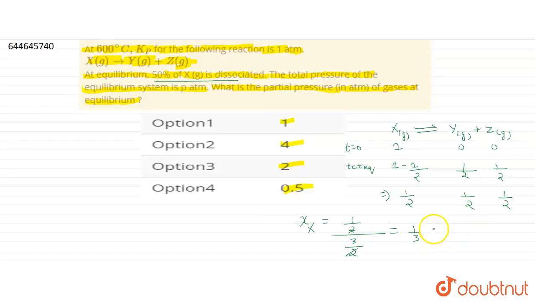So it will be equal for each of the following gases. So mole fraction of Y equals mole fraction of Z. Because we have the same number of moles, we will get the same mole fraction. According to Dalton's law, the partial pressure of gas X will be equal to the mole fraction of the gas times the total pressure, and we have total pressure as P atm, and the same mole fraction for each of the following gases.